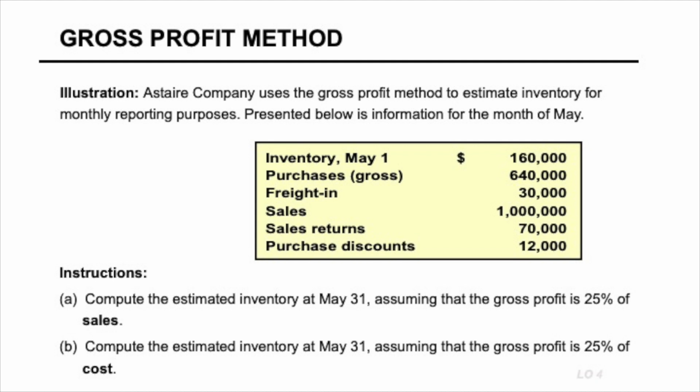Now we have this information for the month of May. So this gives us our inventory, our purchases, freight, sales, sales returns, purchase discounts, et cetera, et cetera. Now let's compute this assuming gross profit is 25% of cost and 25% of sales. So we're going to do it both ways.